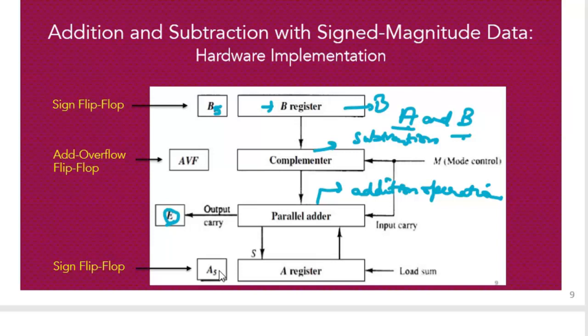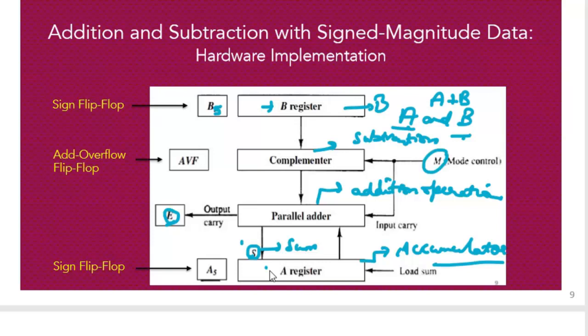So what is happening here? Suppose the operation is A plus B. Then directly the value of B from the B register will move to the parallel adder, and from the A register the value of A will move to the parallel adder. Both the values will be added, and the sum, S here, after performing the addition operation will get stored in the A register. So here the A register is working as an accumulator also, holding the intermediate result. That will be performed through the parallel adder. The S, that is the sum output of the adder, is applied to the input of the A register.